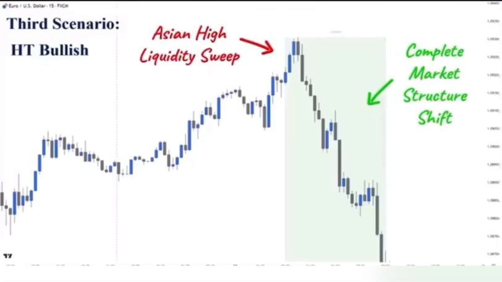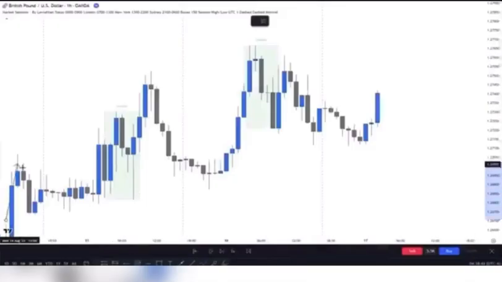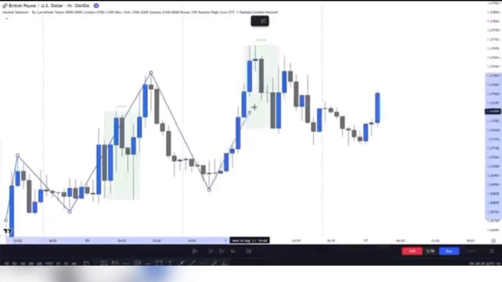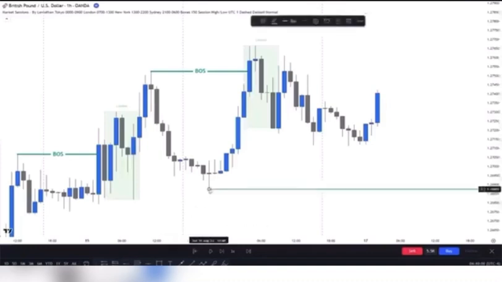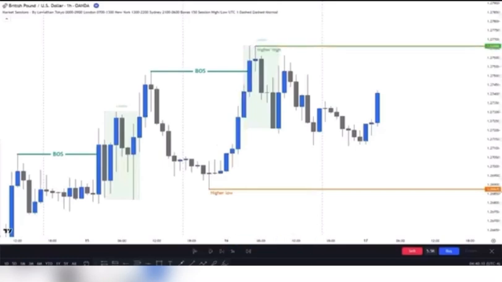London killzone starts. Here on the pound-dollar 1 hour chart, we have a moving uptrend. The market continuously breaks the structure levels to the upside, which shows the buying pressure. Now we will identify this market as bullish and look for long opportunities as long as we stay above this higher low. Another key level is this recent high created by the price, which is our higher time frame target. Now let's zoom into the 15 minutes chart.